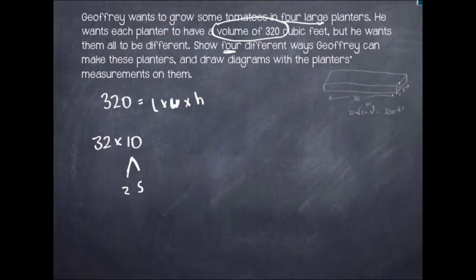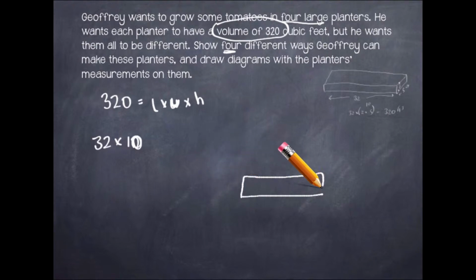But let's go back to what we already started here and take this a little bit further. Let's think about these 2 numbers again, this 32 and this 10. Instead of breaking apart the 10 this time, I'm going to keep 10 as a measurement. So let's say that we had 10 feet as a length.